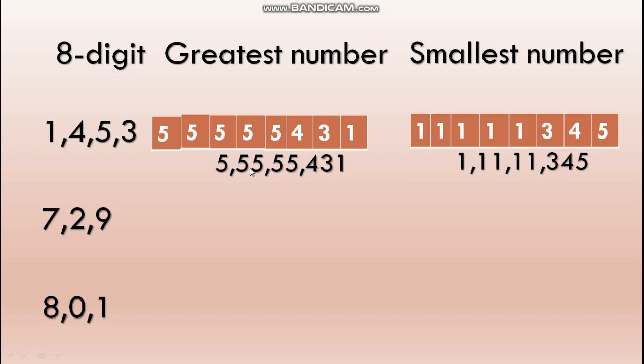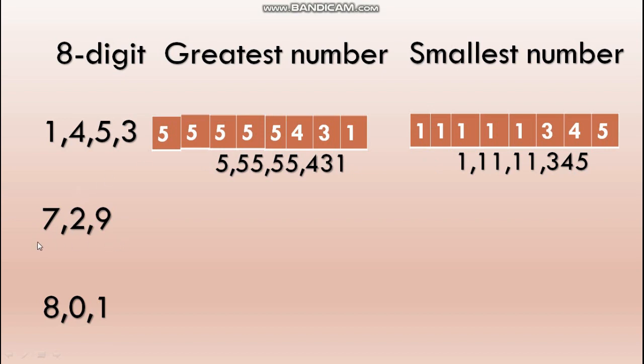Let us read out these numbers. 5 crore 55 lakh 55,431. The next number, the smallest number which is formed, is 1 crore 11 lakh 11,345.